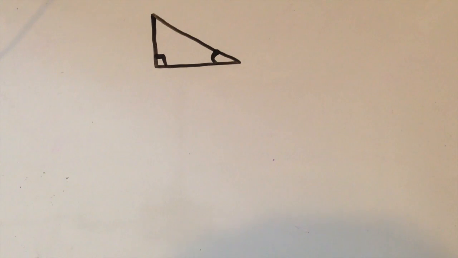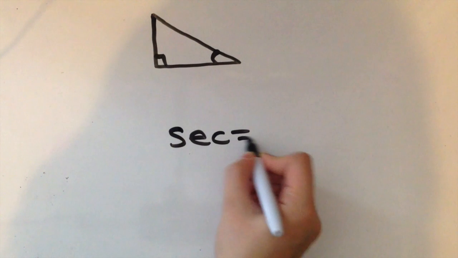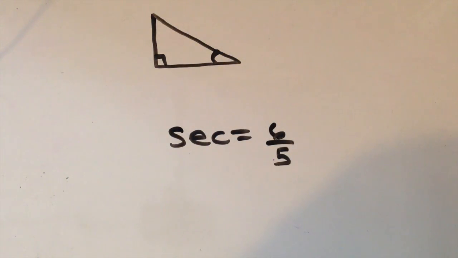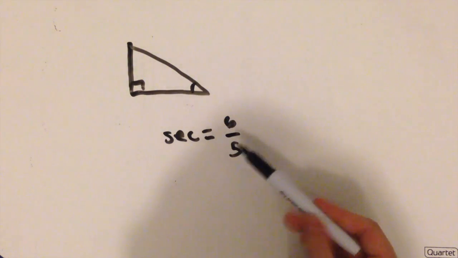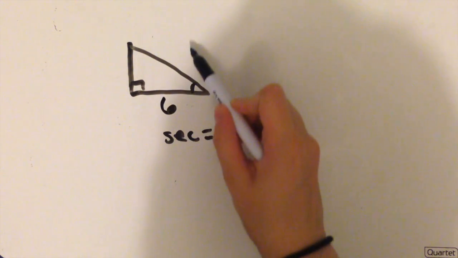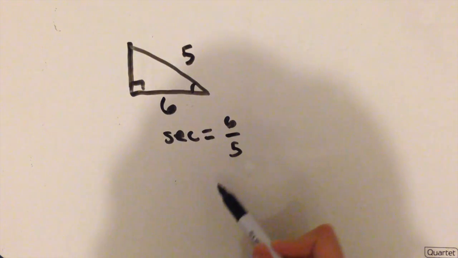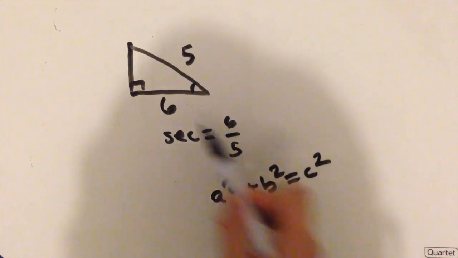What if I gave you a triangle and the only piece of information that I told you was that secant is equal to 6/5? What would you do? Well, if secant goes with cosine, then obviously it's adjacent over hypotenuse. So it's 6/5. And then, after that, you can use a squared plus b squared equals c squared in order to find out the missing side.